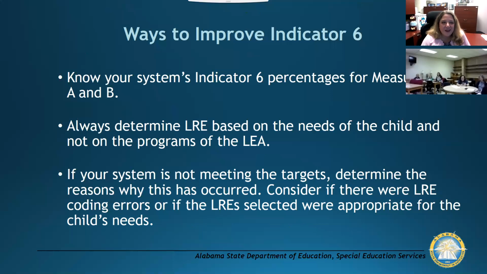All right. These are just some ways to improve indicator 6. Just know your system's indicator 6 percentages. You always determine your LRE based on the needs of the child and not the programs of the LEA. If your system is not meeting targets, you may want to analyze why. Were there LRE coding errors? When they get to kindergarten, do you need to change those codes? Because even for 5-year-olds who are not yet 6, they still have the preschool LRE codes in kindergarten right now. Think about whether the LREs were appropriate or how you might make that change.